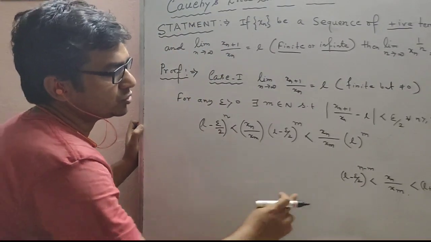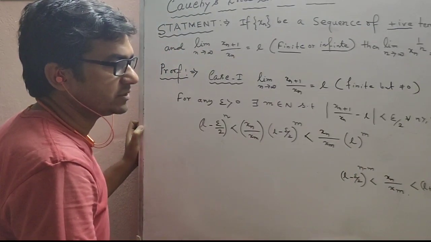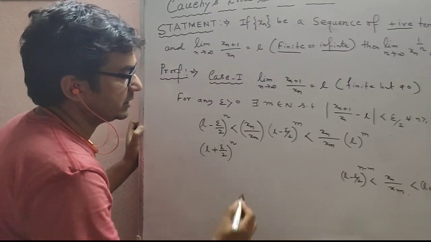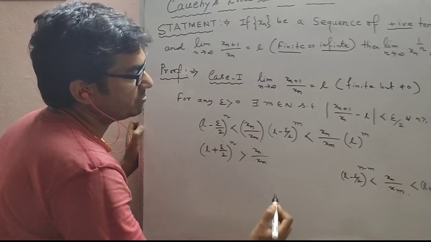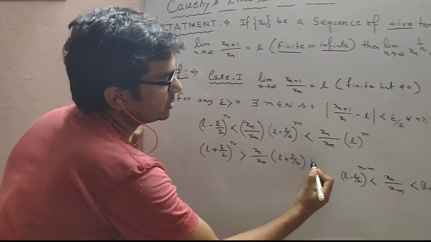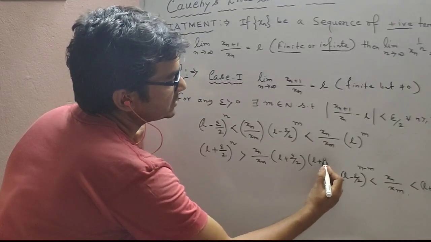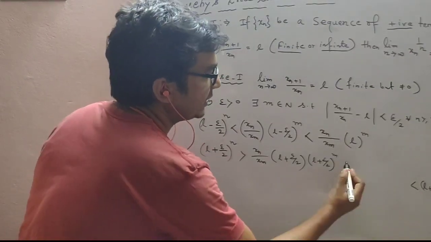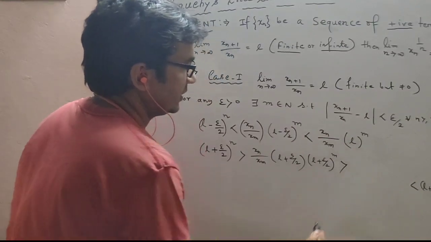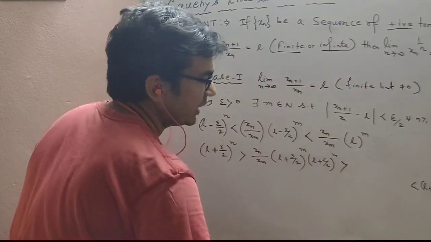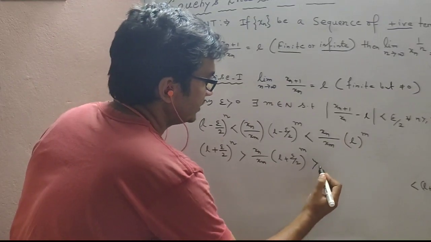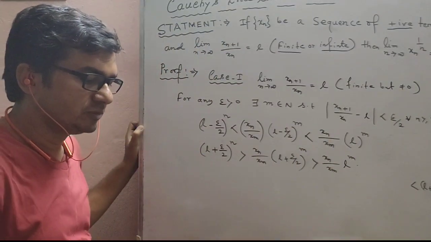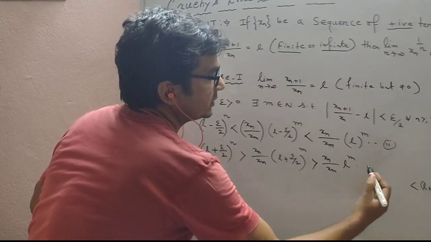Similarly, if we choose the second and third portion, then we get L plus epsilon by 2 whole to the power n greater than xn by xm into L plus epsilon by 2 to the power n, and this is greater than xn by xm into L to the power m. Okay, this is 2 and this is 3.